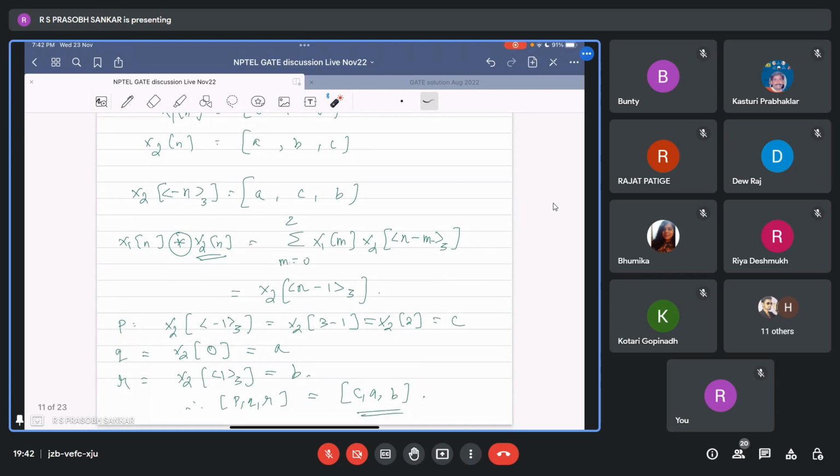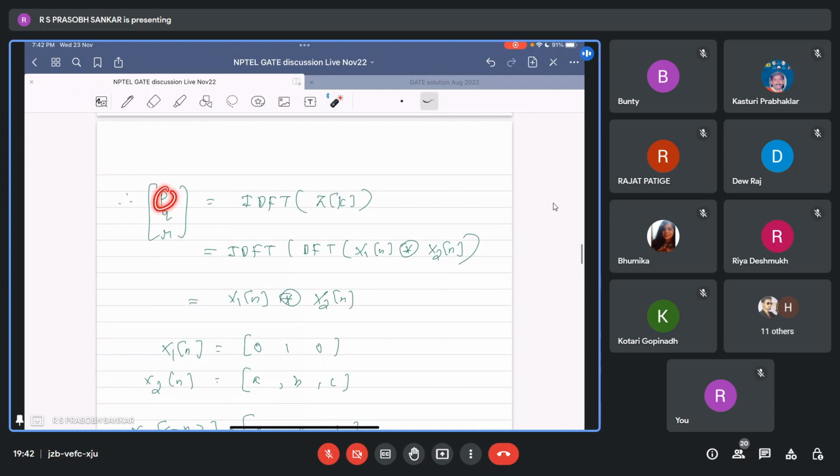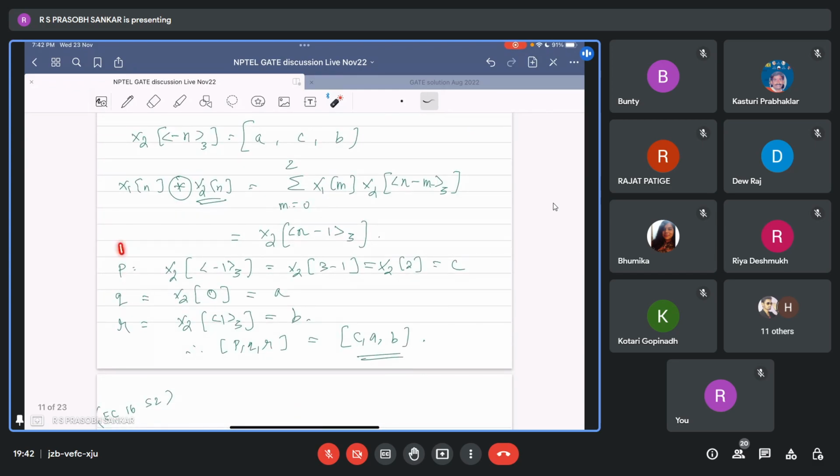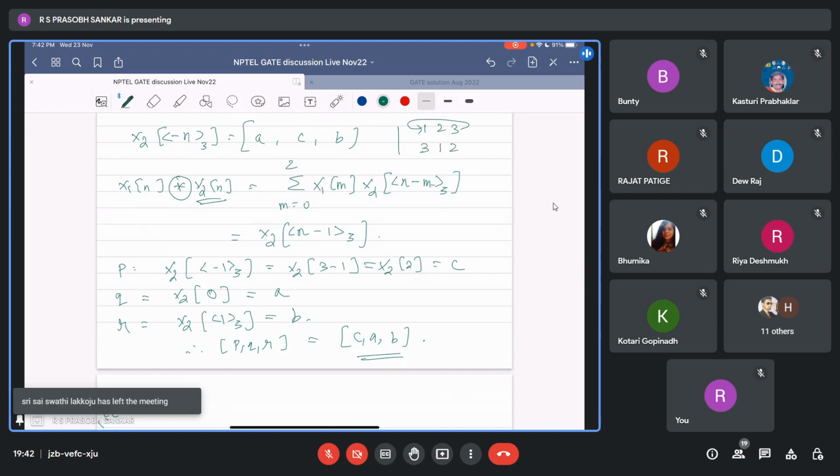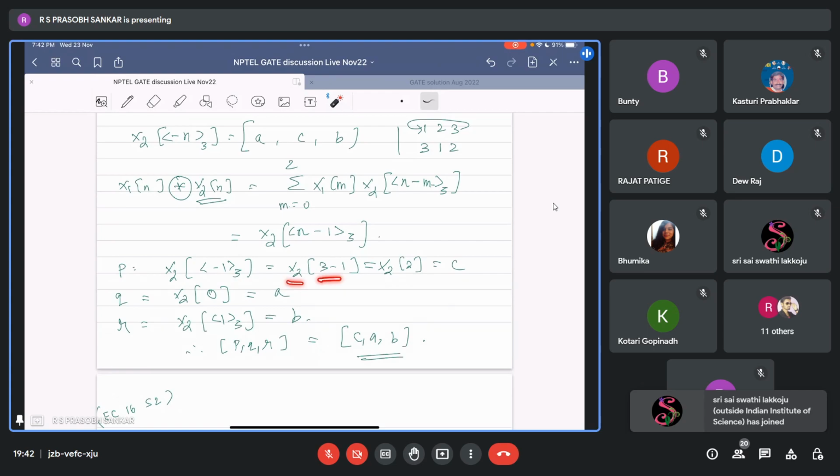Now it is easy to see P. P is the first term of PQR, so substitute n equal to 0 in this expression. What do we have? P is x2 of minus 1, the circular shifted version. If you remember the earlier example 1 2 3, if we circular shift, 3 will come here, 1 will come here, 2 will come here. So P will be x2 of minus 1 mod 3, which is x2 of 3 minus 1, which is C, the last entry. Then Q will be A and R will be B.